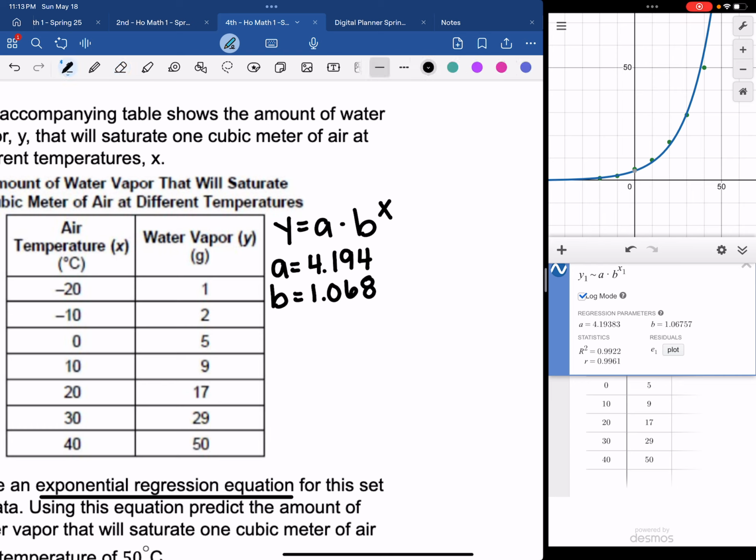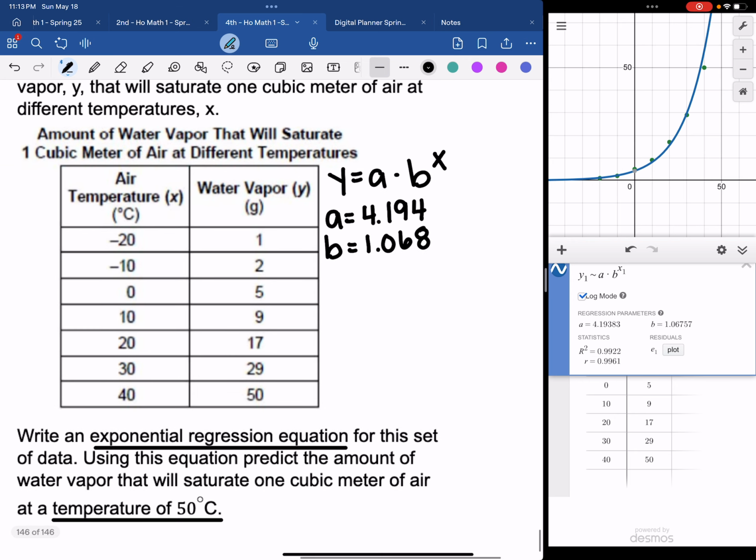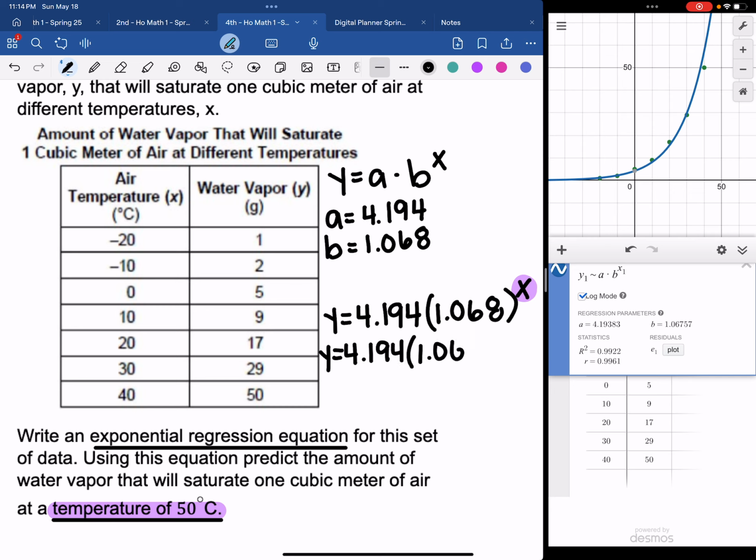All right, so then, of course, my base, if I were to ask for the rate, I'd multiply that by 100. And I would be able to subtract that and then get my fact that I'm growing. So my vapor is evaporating more over time. So here's my model. And again, they want us to make a prediction for 50 degrees Celsius. So we're going to plug that in for X. So 4.194 times 1.068, and we're going to raise that to 50.